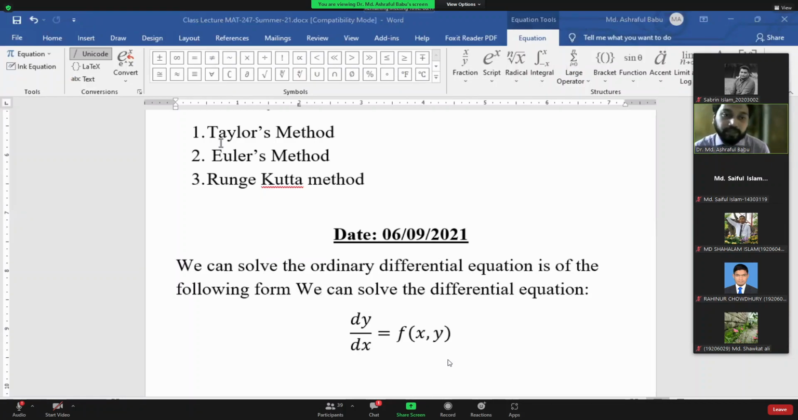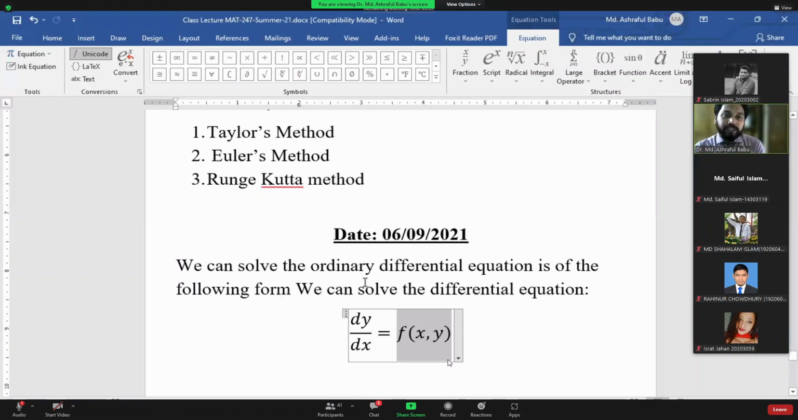these three methods. We can solve only these types of differential equation by these three methods: Taylor's method, Euler's method, and Jacobi method. What is the form? dy/dx equal to f of x, y. So f of x, y is a function. So that's an equation, dy/dx equal to f of x, y.